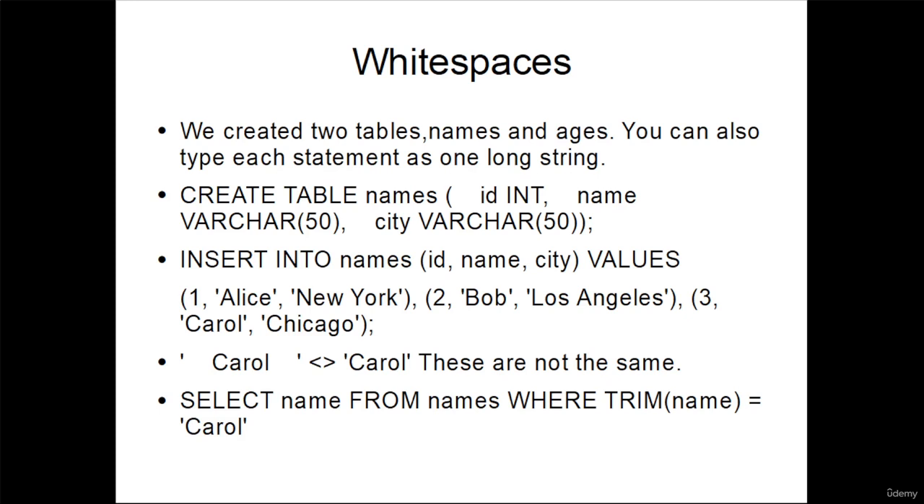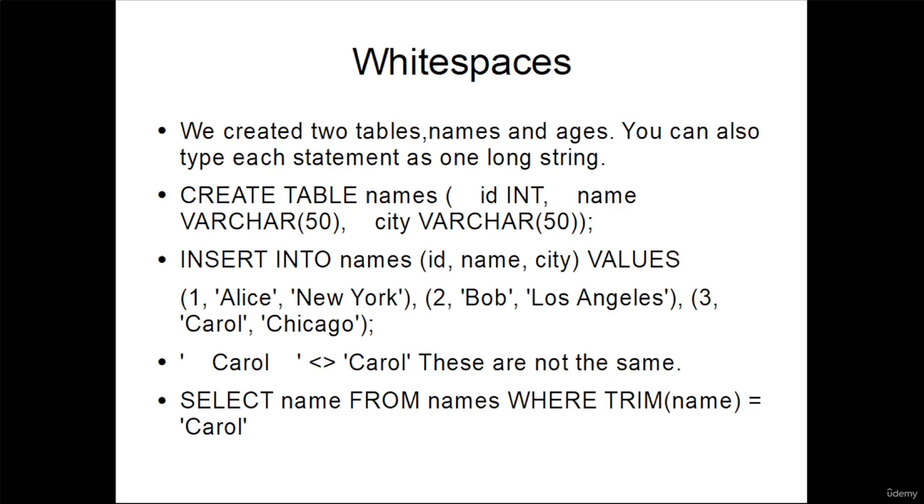If a column contains values with unintended spaces, a query like where name equals Carol, without spaces, might not return a row if the actual stored value is Carol with spaces before or after. To avoid issues, you can use the trim function to remove extra spaces. Select name, from names, where trim, name, equals Carol. This ensures that leading and trailing spaces are ignored when comparing values.